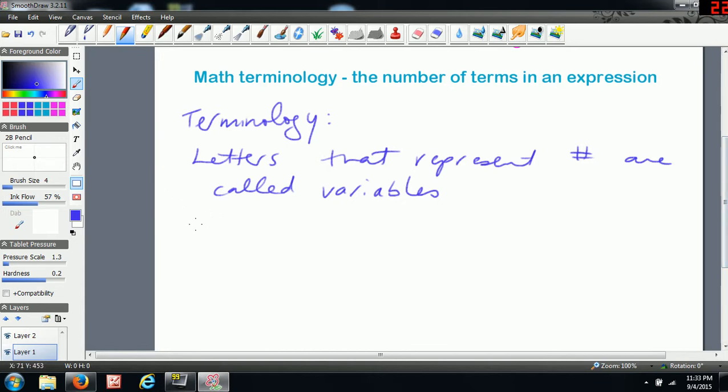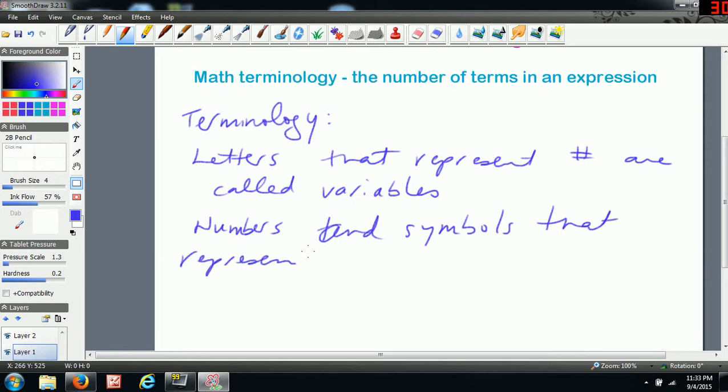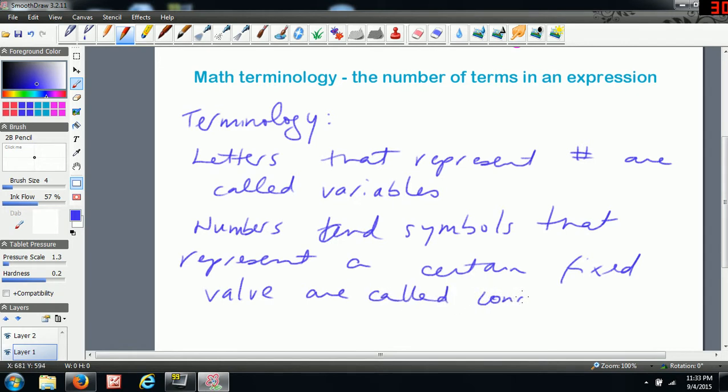Okay. Now, numbers and symbols that represent a certain fixed value are called constants. So those are numbers and symbols that represent a certain fixed value. So any number or symbol that represents a fixed value, so a value that doesn't change, is called a constant.